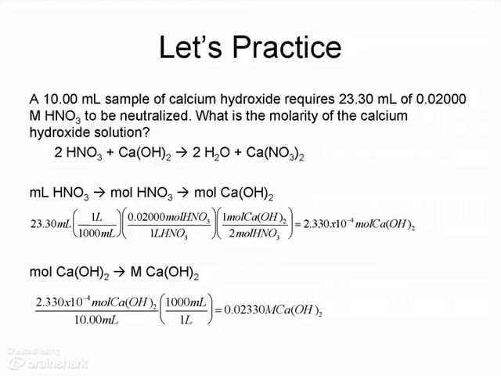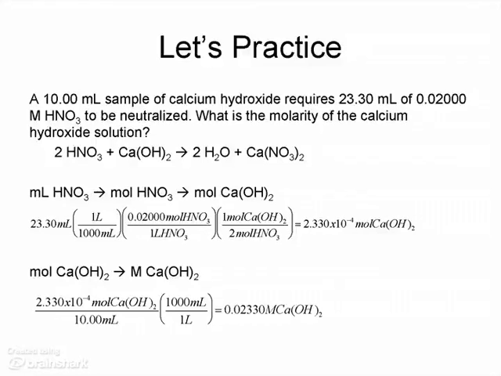So the first thing that we want to do is convert the volume of nitric acid to moles of nitric acid so we can solve for moles of calcium hydroxide. So if we have 23.3 milliliters of nitric acid, we can convert that to liters, and we can use the molarity to solve for the moles of nitric acid, so 0.02 moles of nitric acid for every liter of nitric acid, and then we can use the mole ratio of 1 mole of calcium hydroxide for every 2 moles of HNO3. And we get that we have 2.330 times 10 to the minus 4 moles of calcium hydroxide.